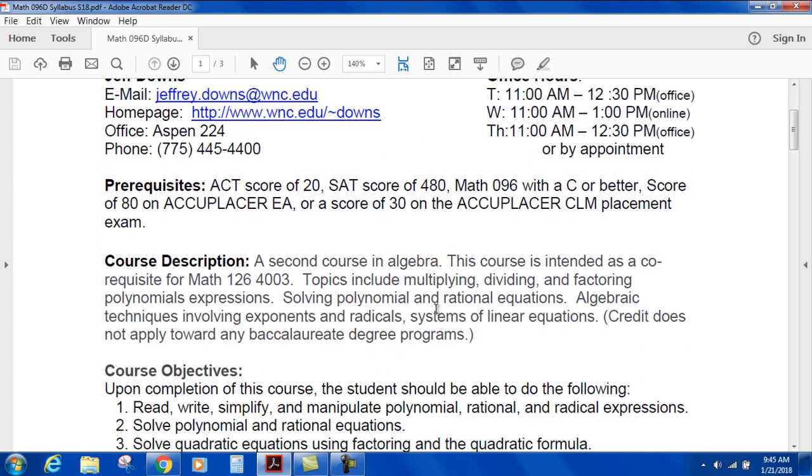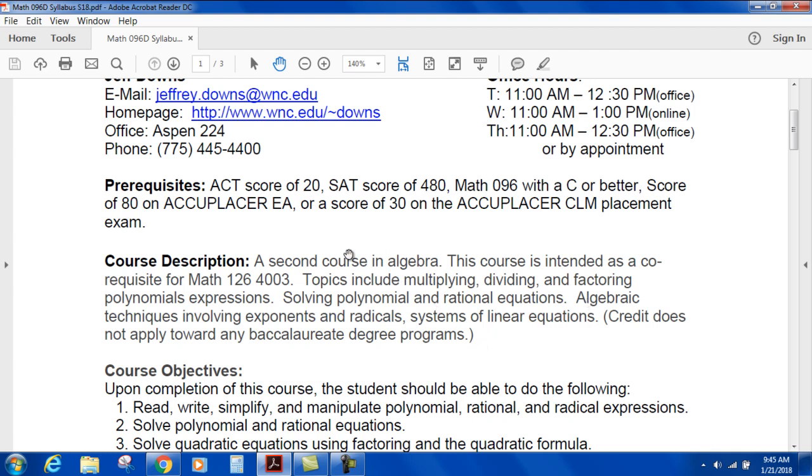The prerequisites for the class: ACT score of 20, SAT score of 480, Math 96 with a C or better, a score of 80 on the Accuplacer or the elementary algebra version, or a score of 30 on the Accuplacer college level math placement exam.